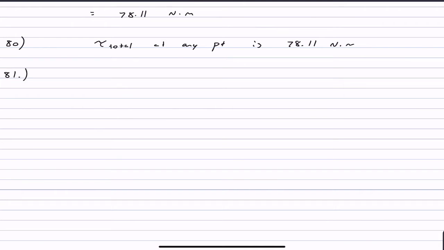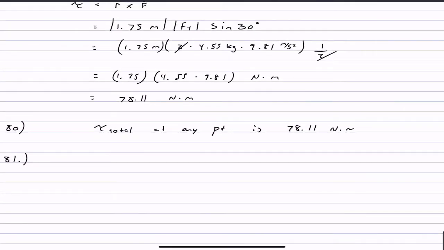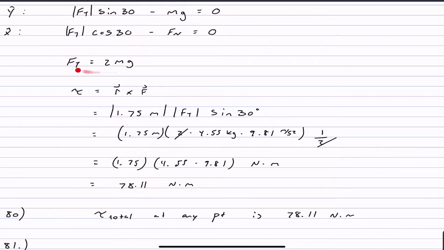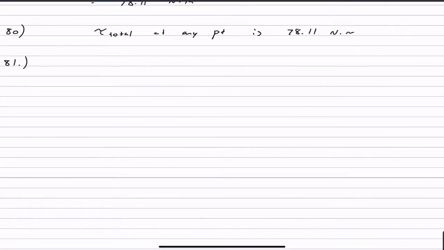Problem 81 says, if the rod is in equilibrium, what is the tension in the rope at the instant shown? Well, we already solved for tension earlier, so all we have to do is plug in the numbers and get the value, right? It's 2 times m times g. So what is that? 2 times 4.55 times 9.81 meters per second squared. This is kilograms times meters per second squared, so this is a Newton.